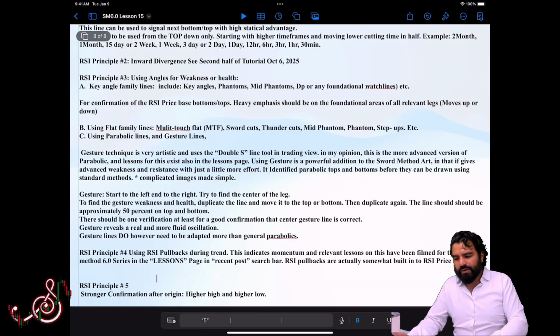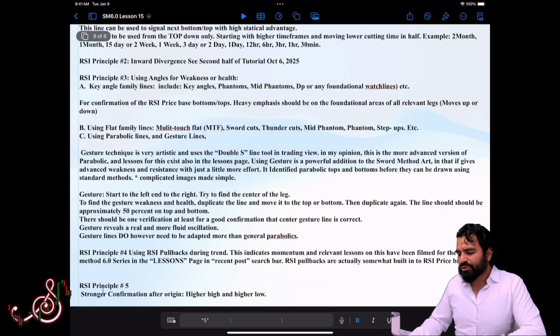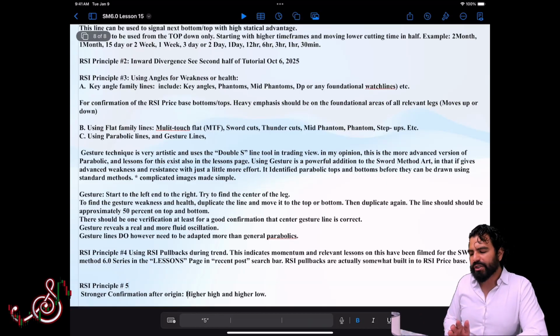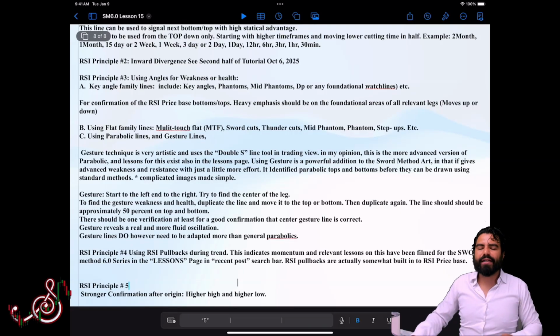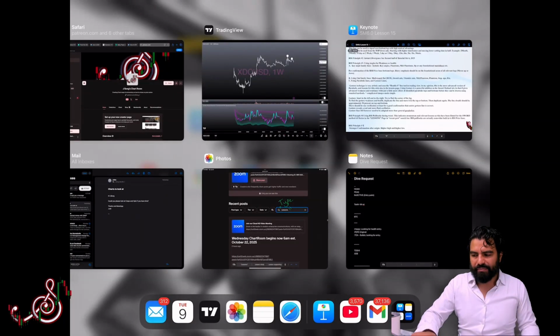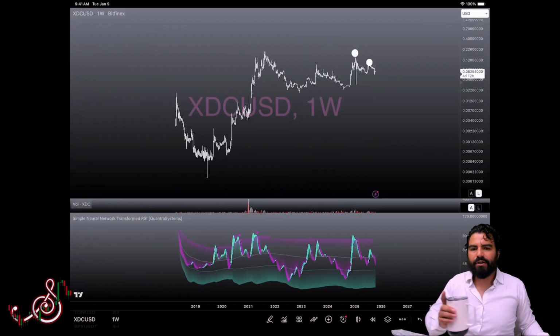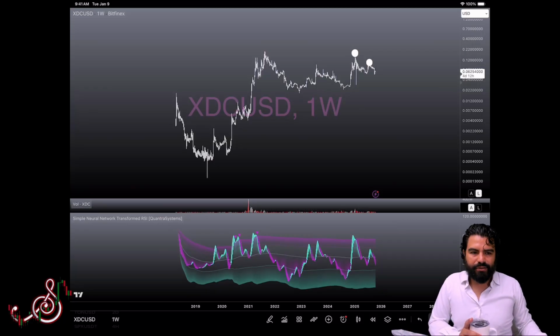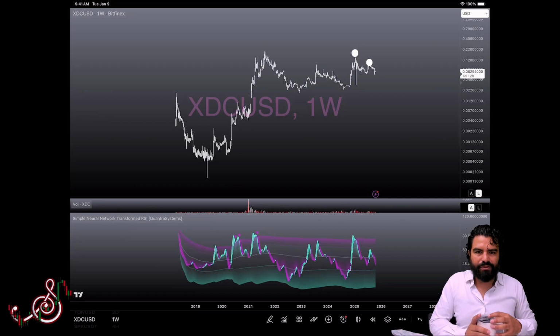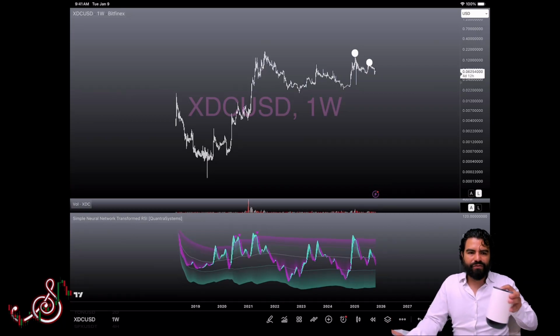Finally, principle number 5. This is going to be stronger confirmation after origin: higher high, lower low. If we want a stronger confirmation, we're going to be looking for higher highs and higher lows. So give me another crypto, and we're going to use some random crypto for this example, so you all know I'm not just making this up. Throw me a crypto or stock, preferably a crypto, something that has volatility, even a forex pair if you want.